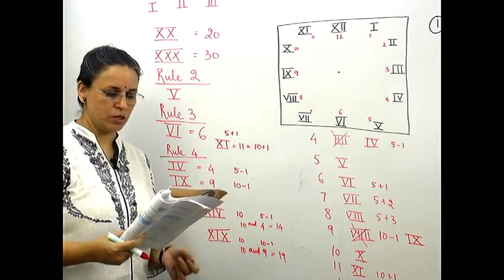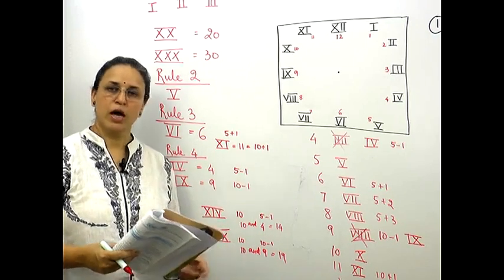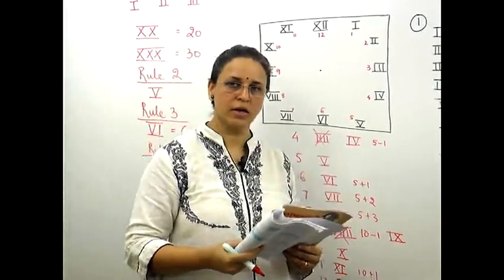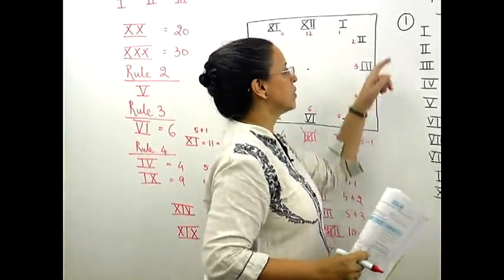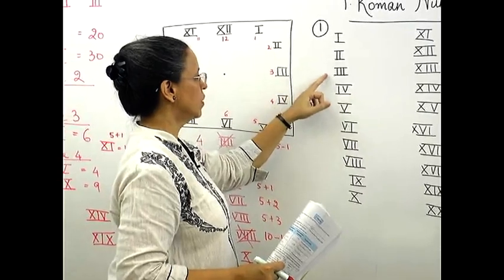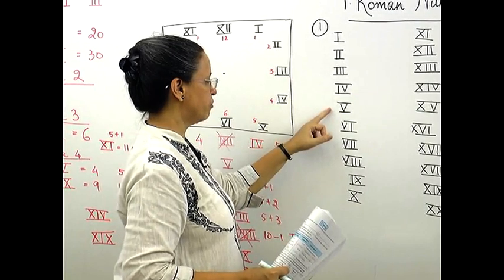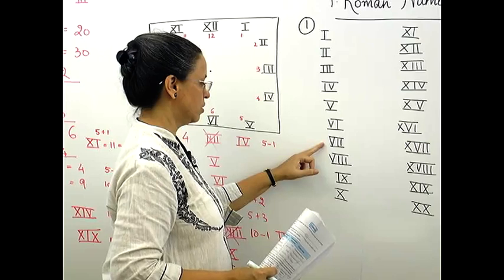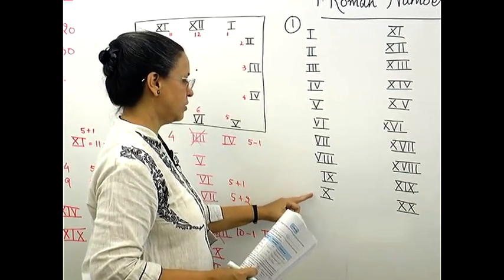Write all the numbers from 1 to 20 using Roman numerals. So here the first question that is given to us is to write 1 to 20 in Roman numerals. Here you can see, this is 1, 2, 3, 4, 5, 6, 7, 8, 9 and 10.